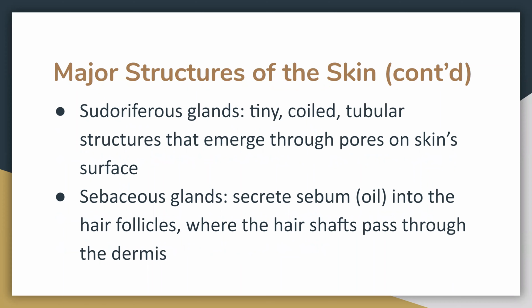Then you have the sudoriferous glands. Those are tiny, coiled, or tubular structures that emerge through pores on the skin surface. You have the sebaceous glands, which secrete sebum or oil into the hair follicles, and that is where the hair shaft passes through the dermis.